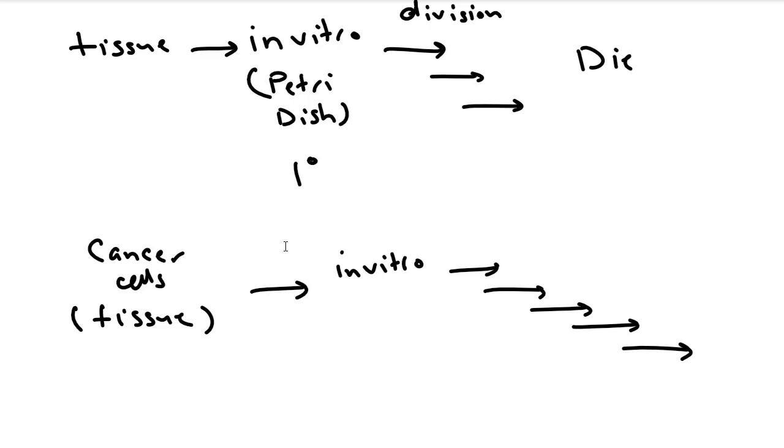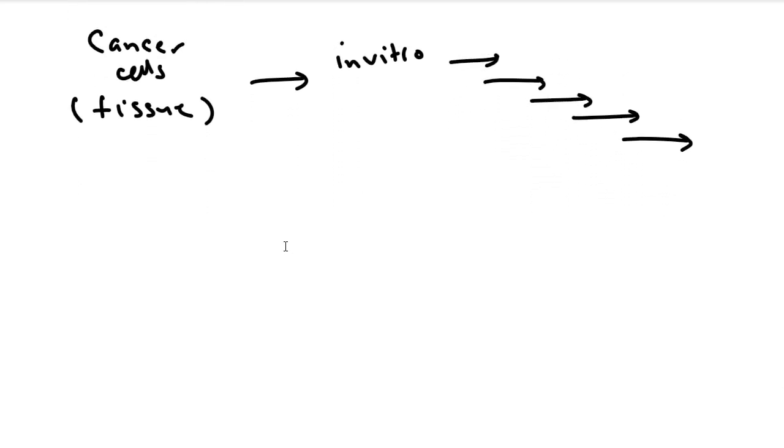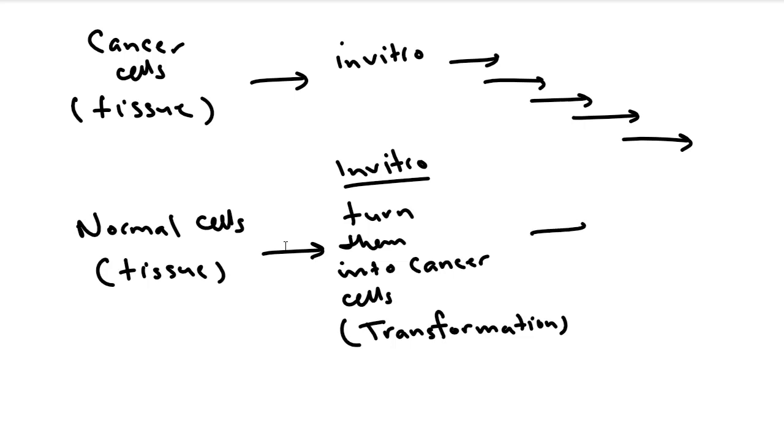The other thing you can do is you take normal cells from tissue and you make them cancerous. This is a process called transformation. This is in vitro. And now they will divide indefinitely and can be maintained indefinitely.